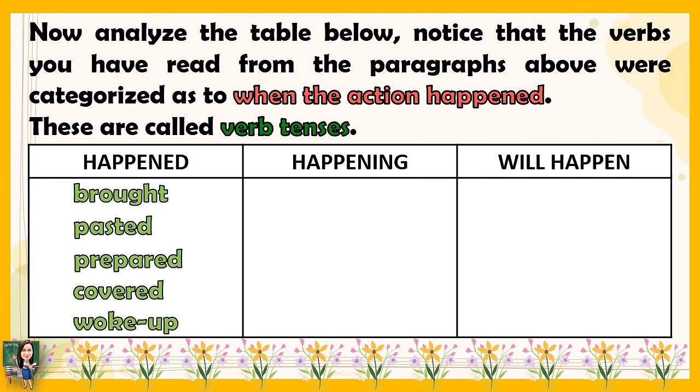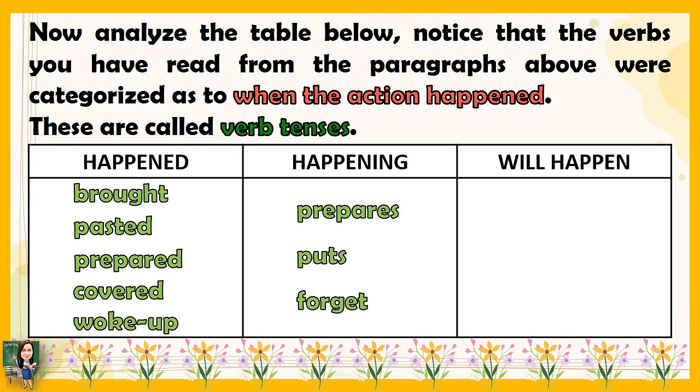In the second column, prepares, we add s. Puts, we add s. And forget. And in the third column, the words from the paragraph that will happen in the future are will iron, will learn.